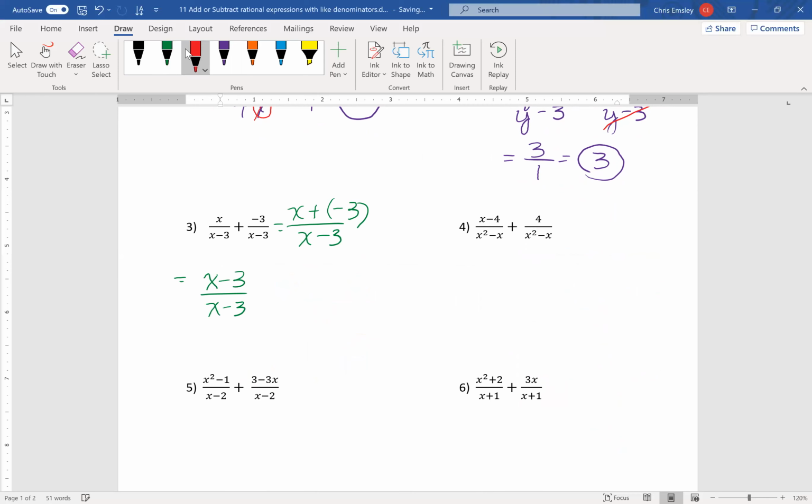What's that going to look like? Well, those common factors basically each cancel each other, but keep in mind it doesn't disappear completely. That means our final result is 1.